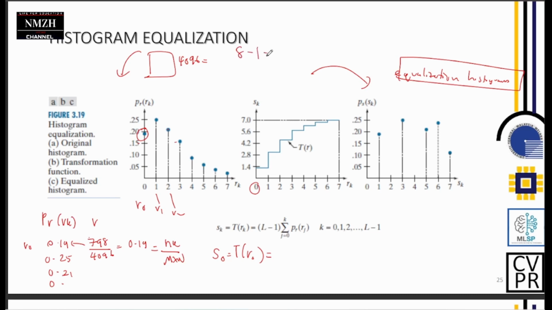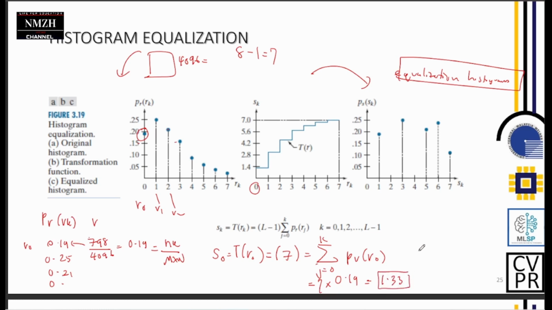Okay. So now, in order to find this, so this one is 8. 8 minus 1 is 7. So L is 8, 7. Sum over J from 0 to K of PR of RJ, right? Over here. So K now is 0, so meaning PR0 only, 1. So PR0 is 0.9 times 7. So 0.9 times 7 is 1.33, guys.